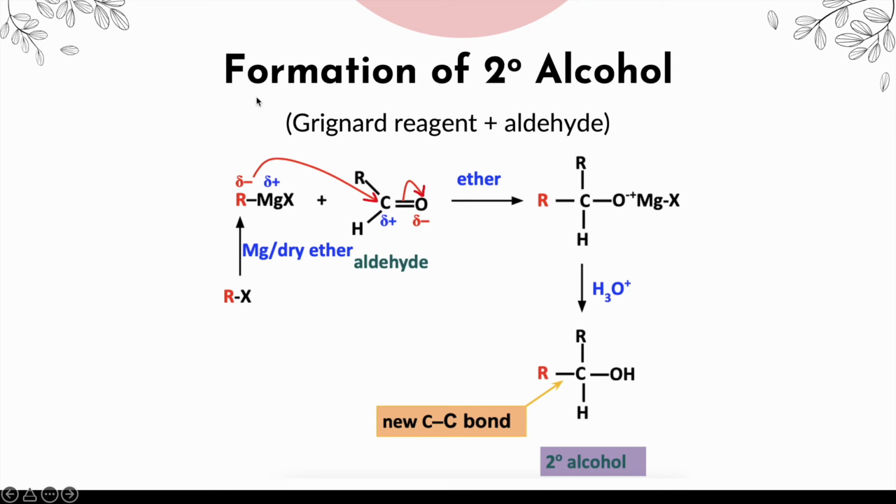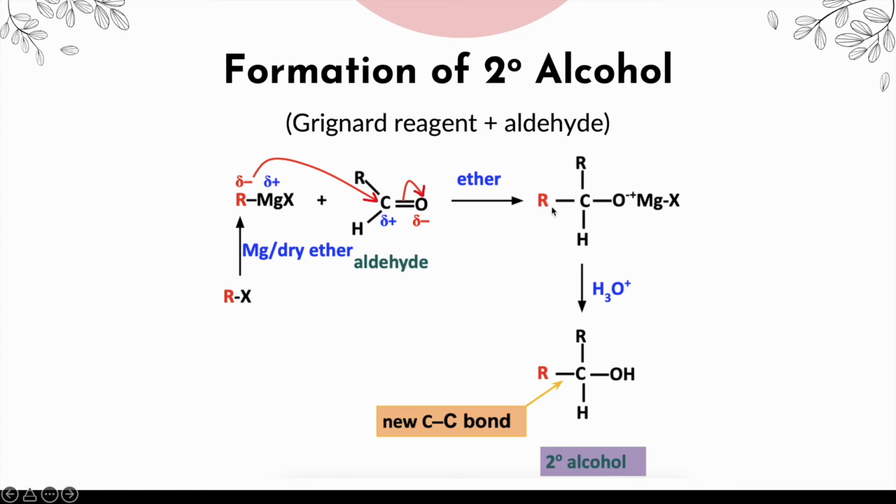Next, formation of secondary alcohol. In order to form secondary alcohol, we use Grignard reagent and aldehyde. But the aldehyde here is not methanal. It is an aldehyde with one R group attached to the carbon. So initially you have to make the Grignard reagent first, and then this R minus as nucleophile attacks C delta plus over here, and it will form bond R-C.